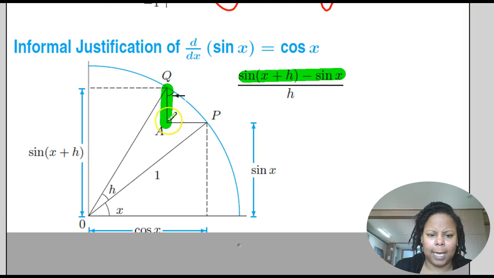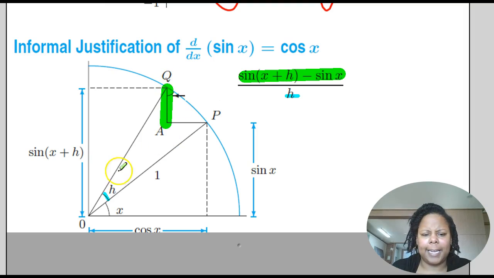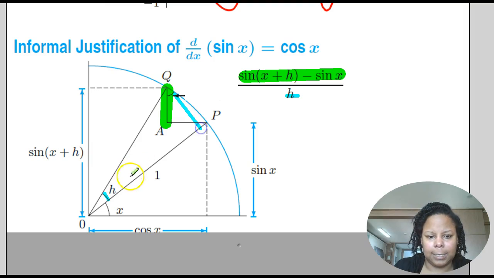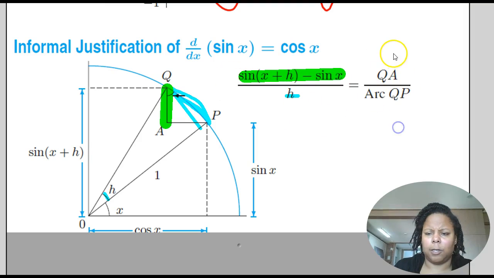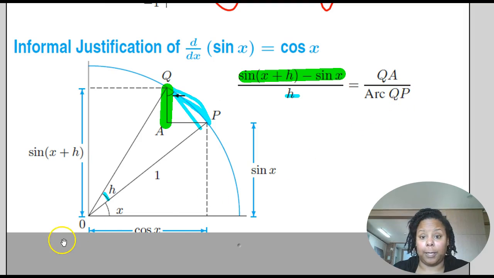And if we take a look at h, as we can see here, it is the angle of rotation that helps create Q. That can be found from geometry to be the arc length between Q and P. This central angle is the same as this arc length measure. So we have a way of expressing this difference quotient as QA over arc QP.